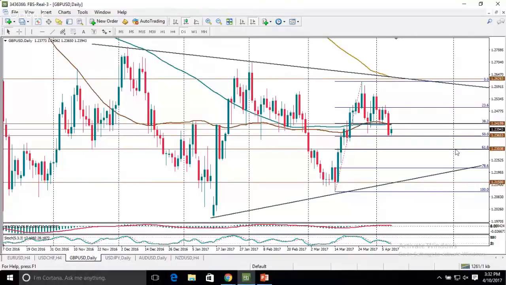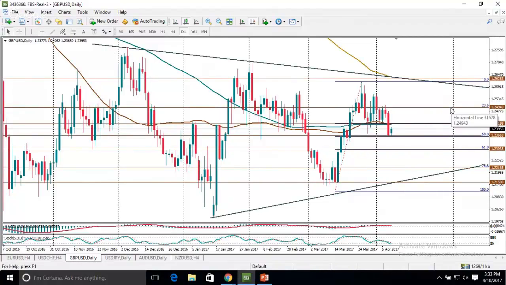Further support is located at 61.8% FIBO. It is located in the area of 1.23, and also we have 1.2216 here, while resistance is located above 1.2420, located at 1.2450. Here we can also draw a resistance line, and of course the picture is more difficult for the bulls than for the bears right now.